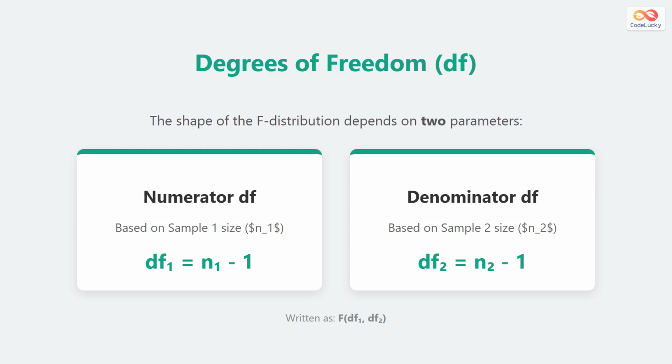Unlike the normal distribution, which depends on mean and standard deviation, the shape of the F-distribution is determined by two parameters: the degrees of freedom for the numerator and the degrees of freedom for the denominator. These are directly related to the sample sizes of the two groups being compared.